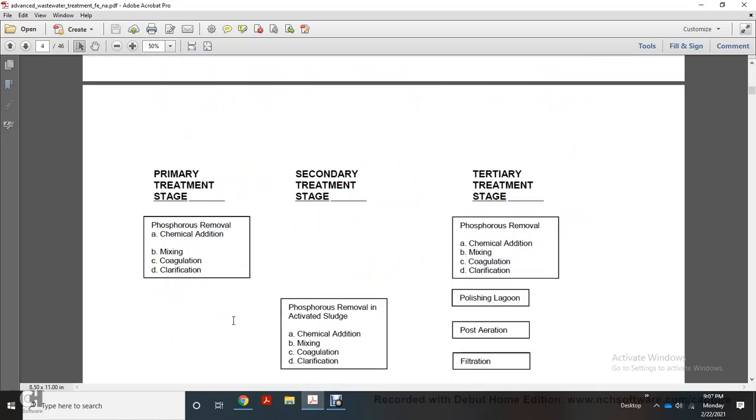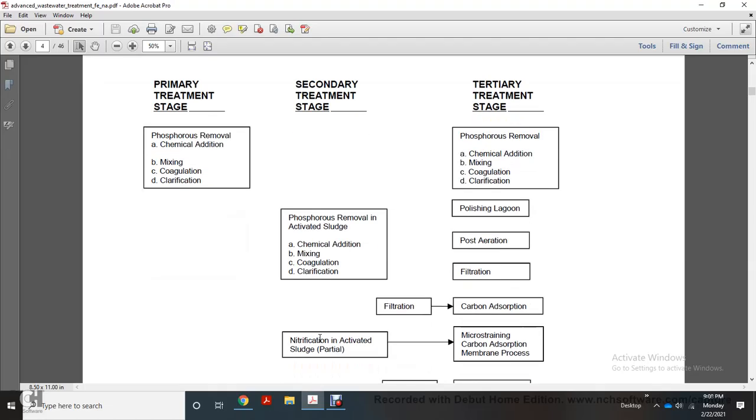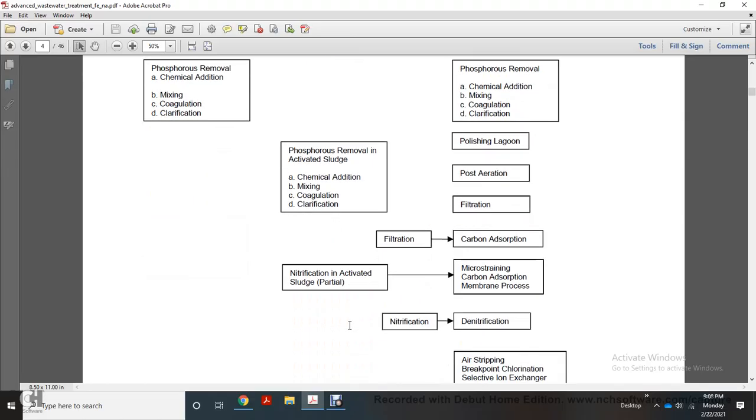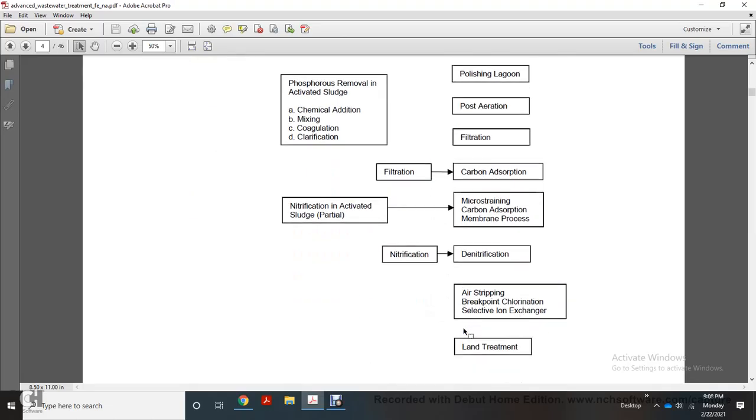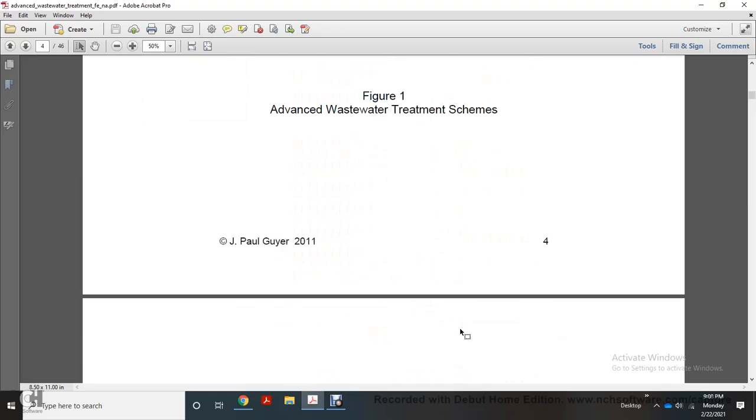This is the primary stage: mixing, flocculation, clarification. Secondary treatment: phosphorus removal, activated sludge, chemical addition, mixing, flocculation, clarification. Tertiary stage: phosphorus removal, chemical addition, mixing, flocculation, clarification, polishing lagoon, post-aeration, filtration, carbon adsorption, nitrification, activated sludge, micro-straining, carbon adsorption, membrane, nitrification, denitrification, air stripping, breakpoint chlorination, selective ion exchange, leading to land treatment.